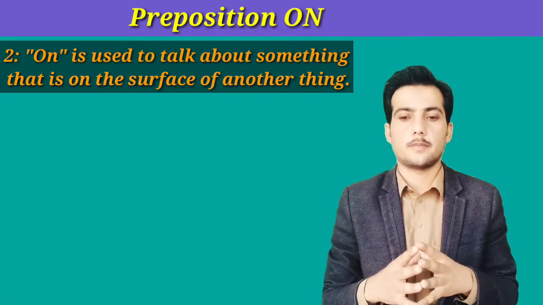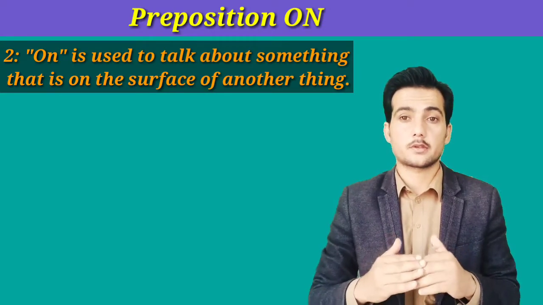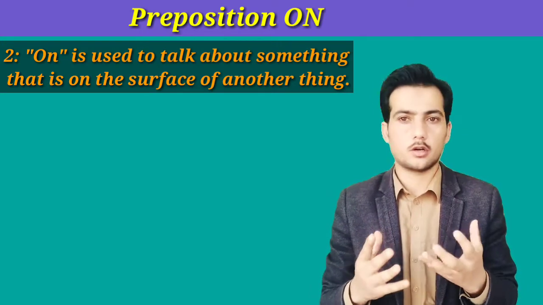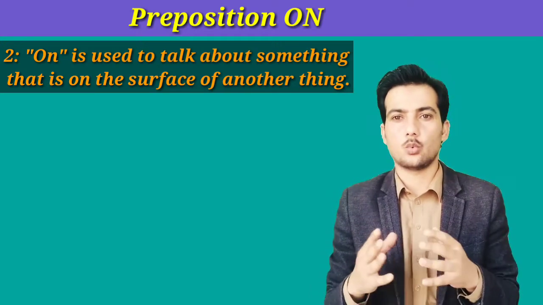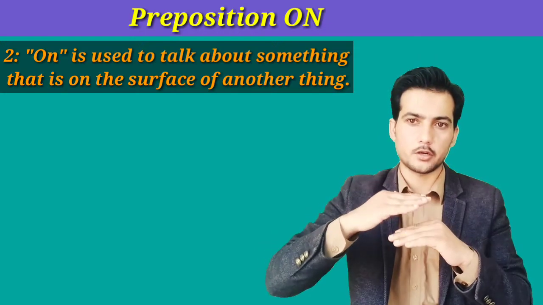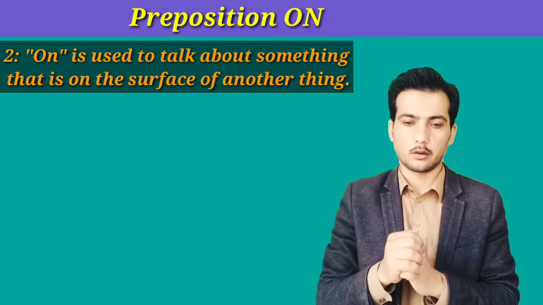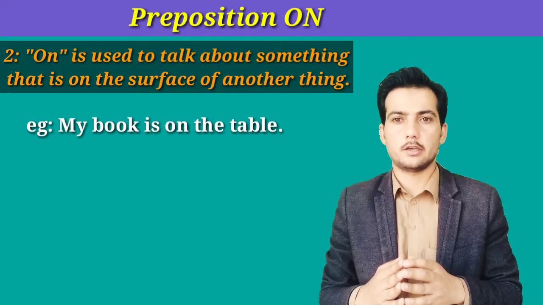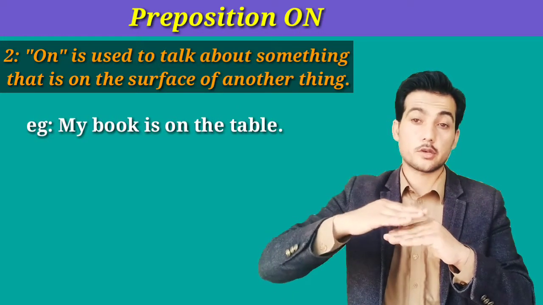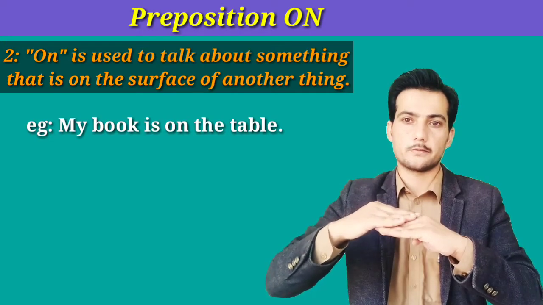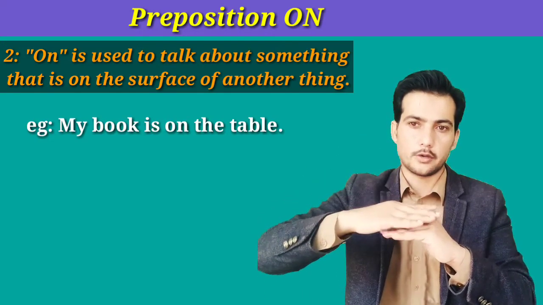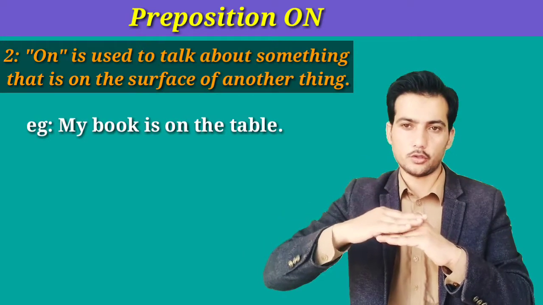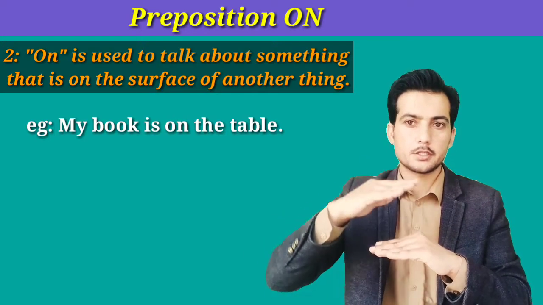On is used to talk about something that is on the surface of another thing. In simple words, you can say that whenever we talk about two things and one thing is on the surface of another thing, then we will use on. For example, my book is on the table. So you can see here, on the table. We use on the table because it is the surface of the table and we put our book here. So we will say that my book is on the table because it is on the surface of the table.